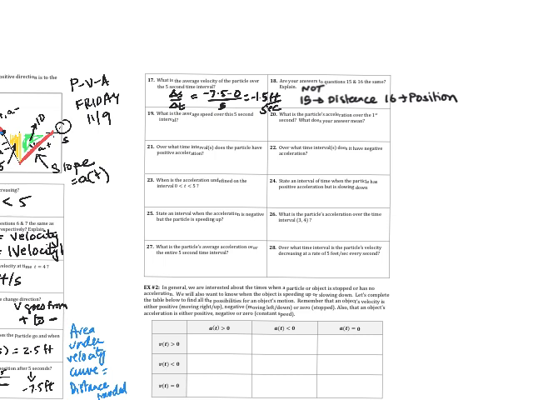What is the average speed over the 5-second interval? Well, the average speed is going to be the total distance traveled divided by the time. Notice that for speed, we use the total distance traveled. For velocity, we use the position. So 22.5 divided by 5 gives us 4.5 feet per second for the average speed. What is the particle's acceleration over the first second? So the acceleration is 0, and that is because the velocity is constant over the first second.